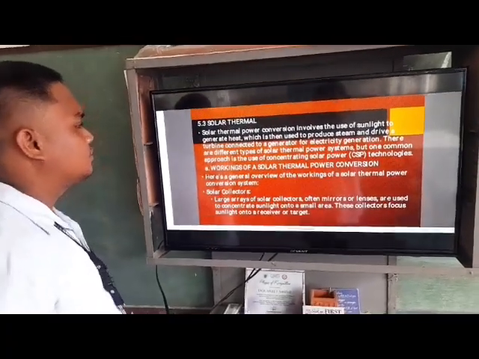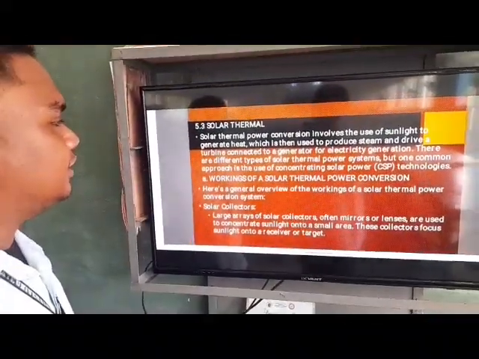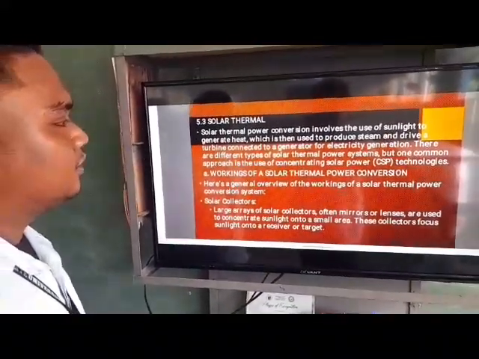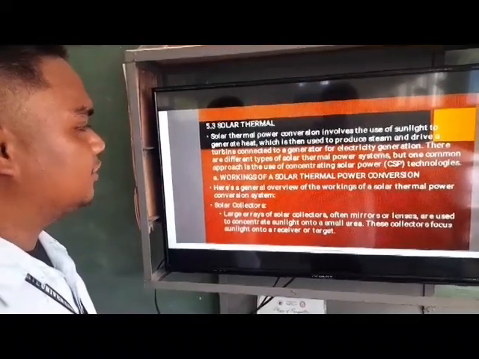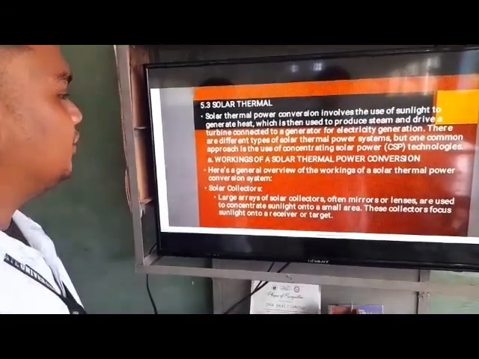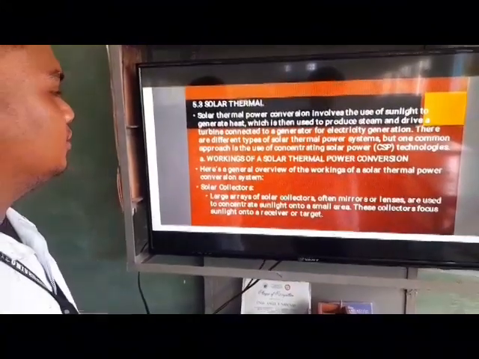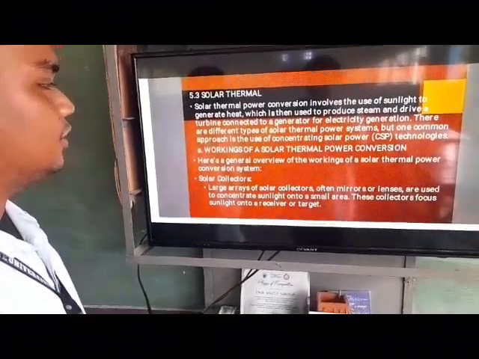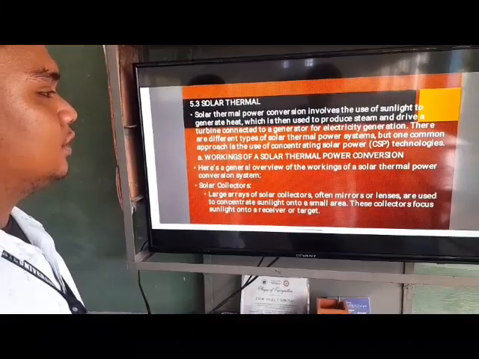Solar thermal. Solar thermal power conversion involves the use of sunlight to generate heat, which is then used to produce steam and drive a turbine connected to a generator for electricity generation. There are different types of solar thermal power systems, but one common approach is the use of concentrating solar power technologies.